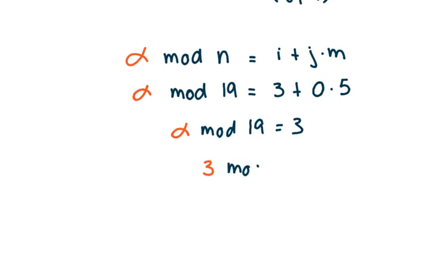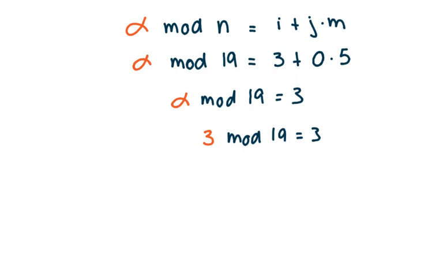3 mod 19 equals 3. Well, it's the only value less than 19 that can satisfy this requirement. So we found out, or Eve has found out, that alpha equals 3. And this is the correct value of alpha. If you remember in my earlier video on elliptic curve cryptography, I said that the value that Alice chose to be her alpha was 3. So this is in fact the correct value for Alice's alpha.